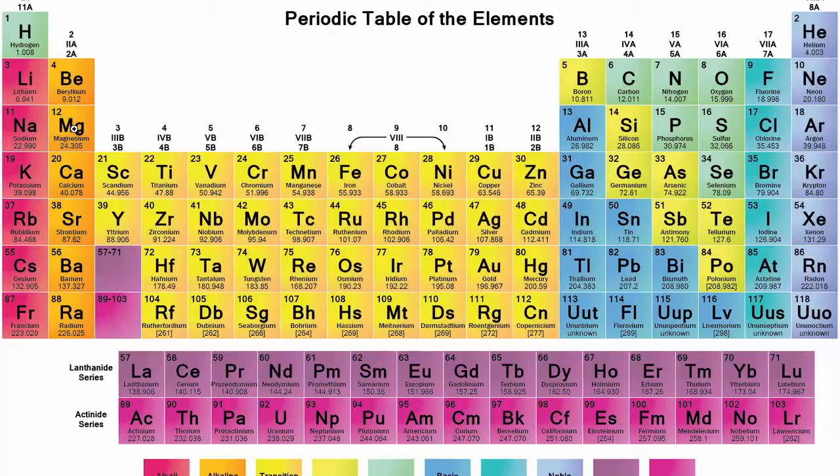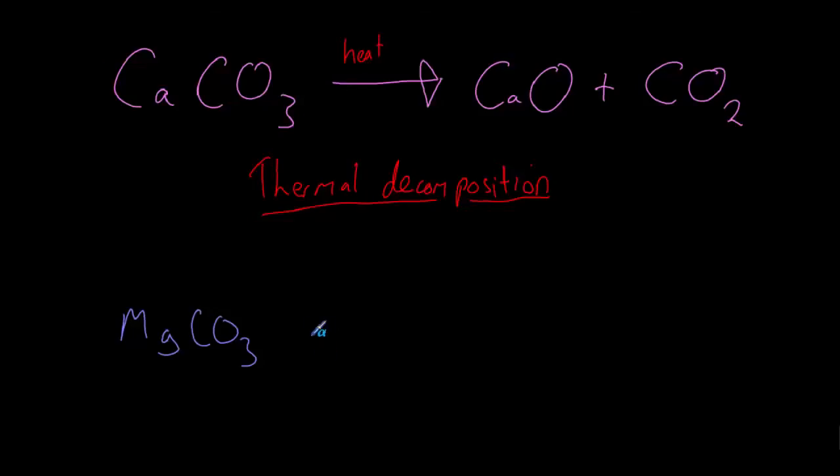For example, magnesium carbonate will react in the same way and form magnesium oxide and CO2. So this reaction is identical, and all we've done is we've swapped the calcium for the magnesium. We can say that this is by heating as well. And so you could be given many different metals and asked to write the equation for the thermal decomposition, and this is exactly what they'd look like.